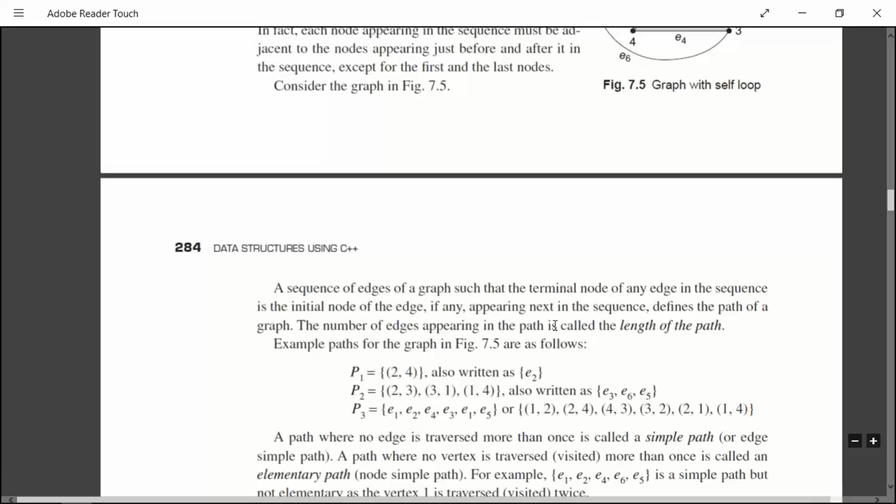So the number of edges appearing in the path is called the length of the path. So what is a path? First you try to understand what a path is. A sequence of edges of a graph such that the terminal node of any edge in the sequence is the initial node of the edge appearing next in the sequence. So the terminal node should be the initial node of the next edge in the sequence. Then it is called the path. And the total number of edges traversed to form that sequence, or to go through that path, is called the length of the path.